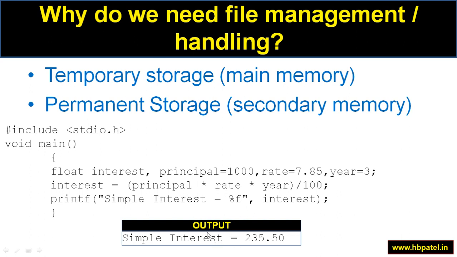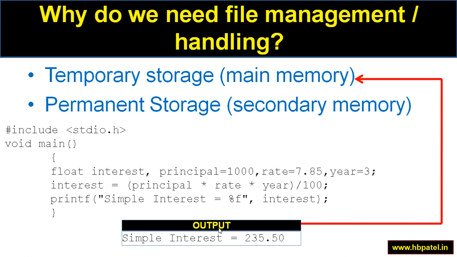Now is this a permanent output or a temporary output? This is a temporary output. Why? Because the moment the program is terminated, the program is over. Now if you want to use the interest variable, which is holding this 235, you cannot use it, because the moment the program terminates, these variables are of no use. They don't hold those values. That is why they call it temporary memory or main memory, temporary storage, or sometimes the word used is volatile memory. So this is the issue: you cannot hold the data permanently.